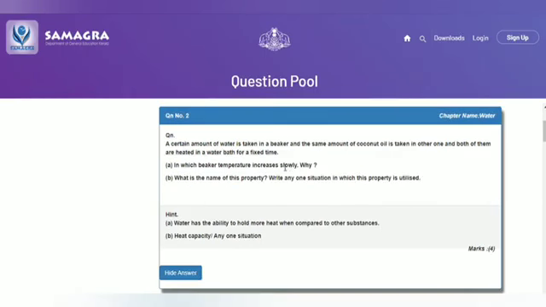Second question. A certain amount of water is taken in a beaker and same amount of coconut oil is taken in other one, and both of them are heated in a water bath for a fixed time. In which beaker temperature increases slowly? Why? That is, water has the capacity or ability to hold more heat when compared to other substances. What is the name of this property? That is, the name is heat capacity. Write any one situation in which this property is utilized.